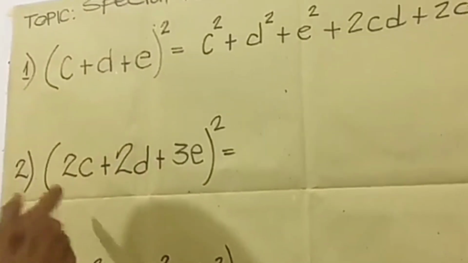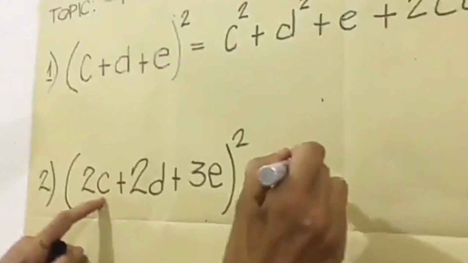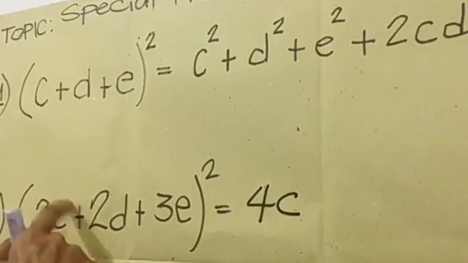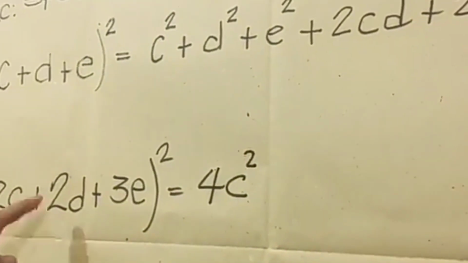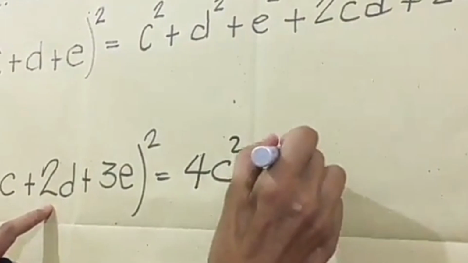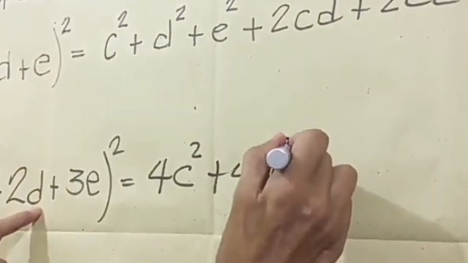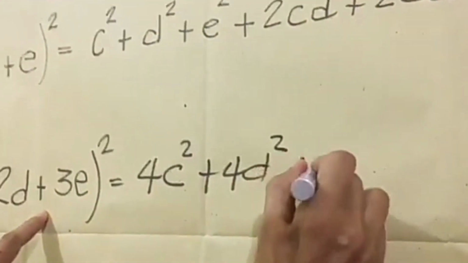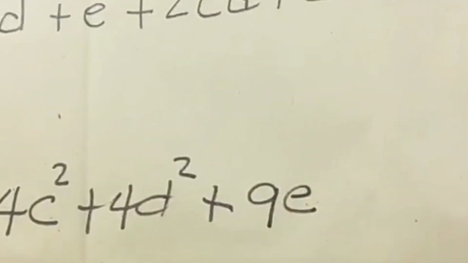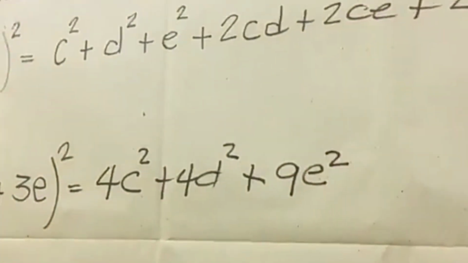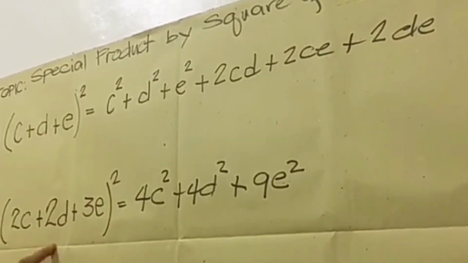square the first term. 2 times 2 equals 4. Then C, 1 times 2 equals 2. We have to multiply the exponent. And here 2 times 2, we have 4D. Exponent is 1 times 2 equals 2. Then plus 3 times 3 equals 9. E, 1 times 2 equals 2.